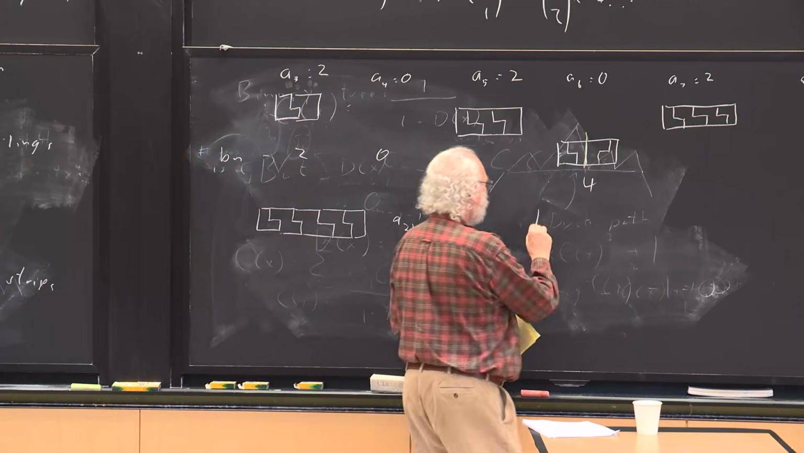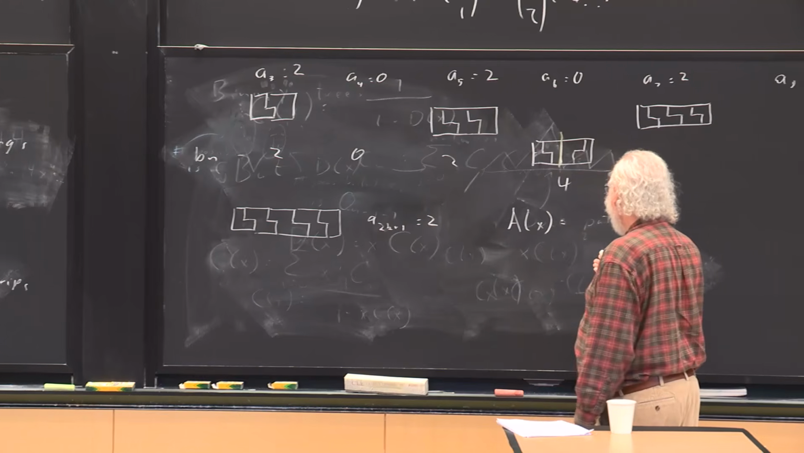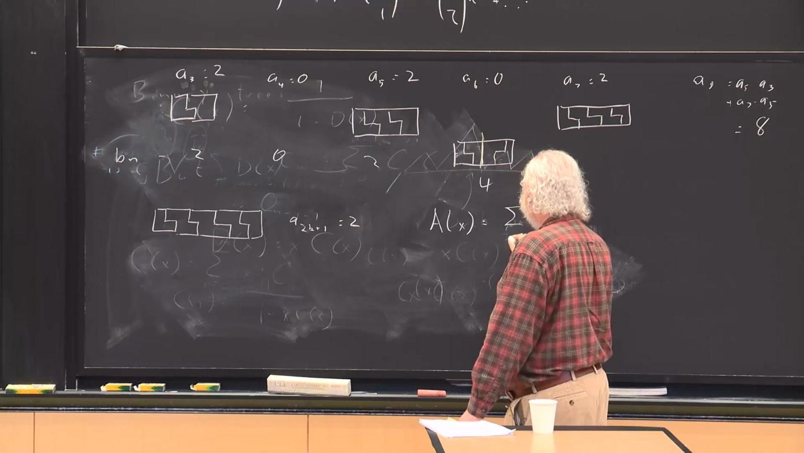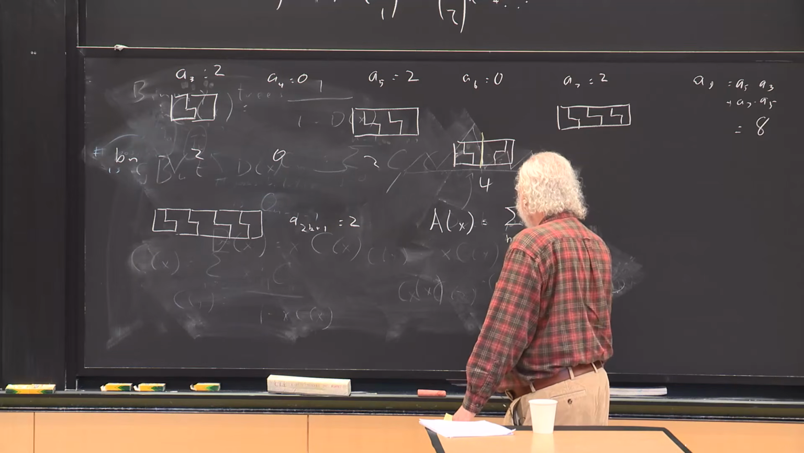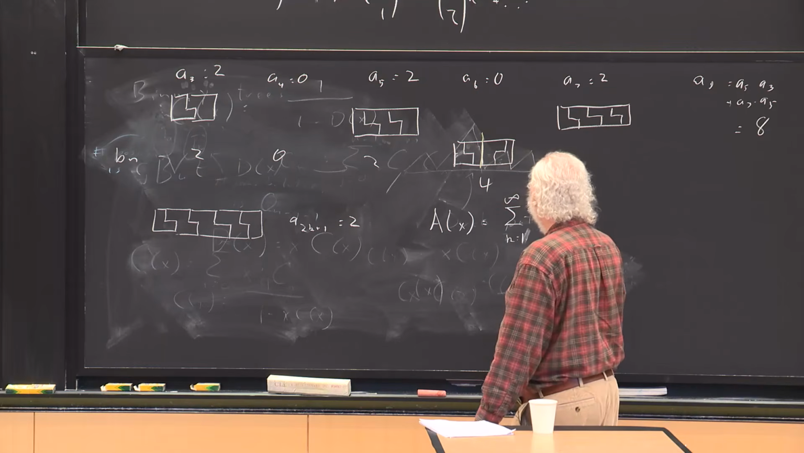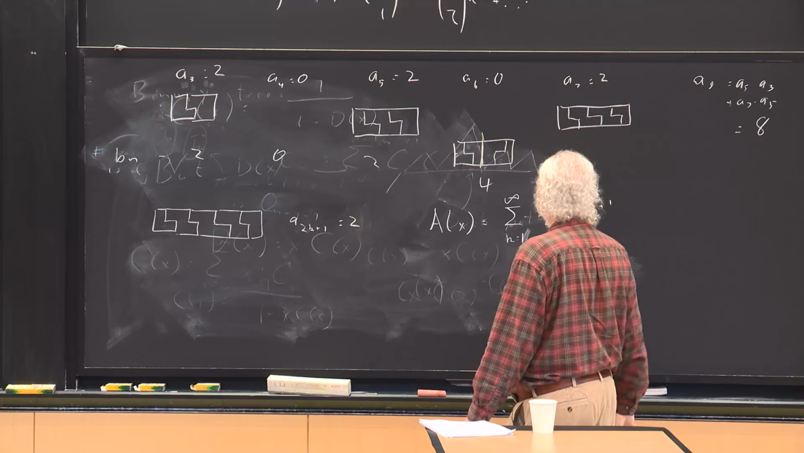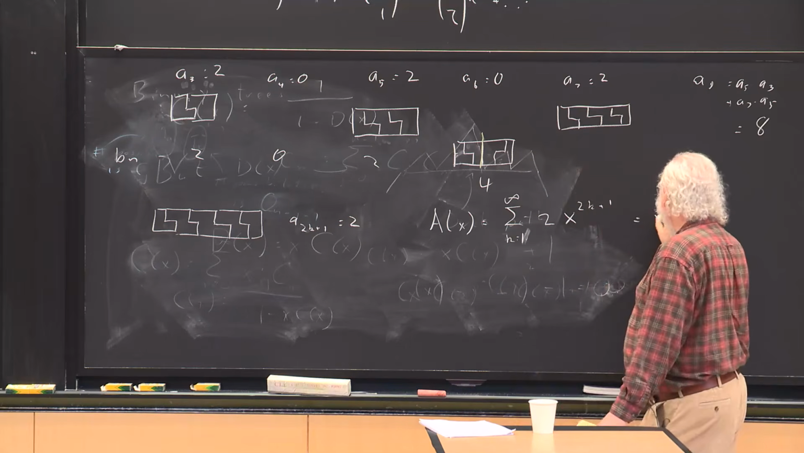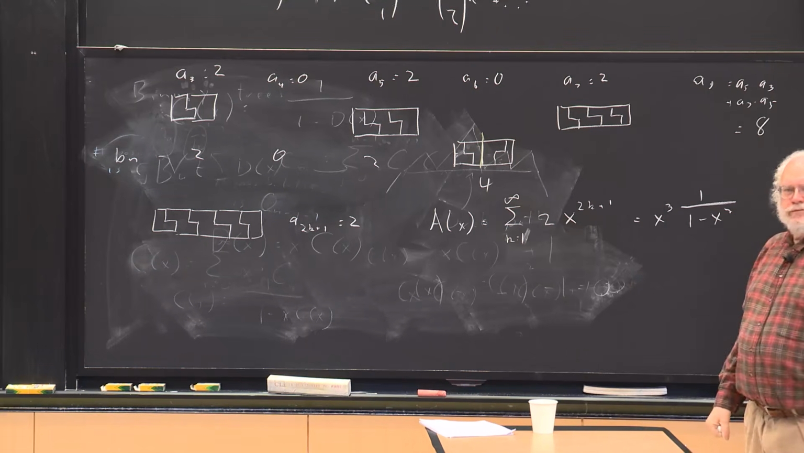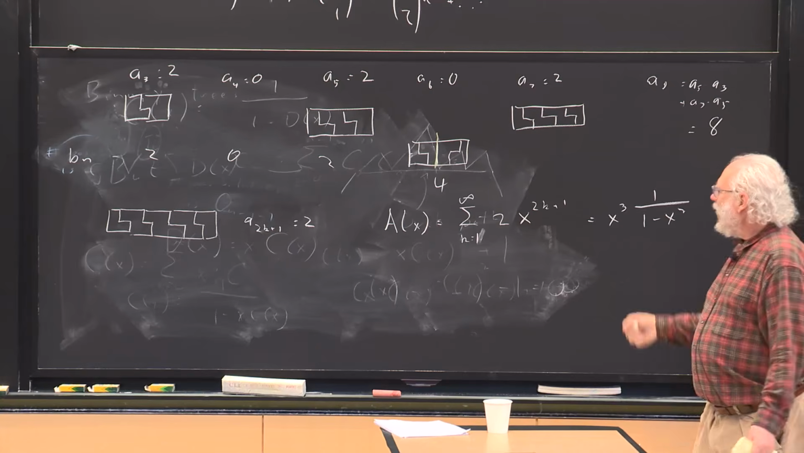So that means A of x is equal to the summation, k equals 1 through infinity, of x to the 2k plus 1 times 2, which equals 2x cubed over 1 minus x squared. Okay.